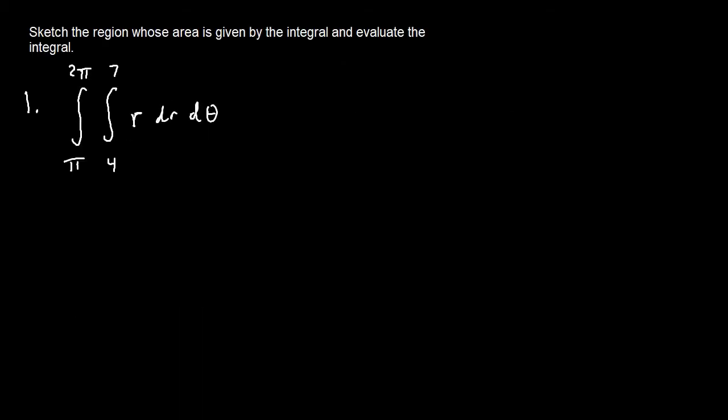So for this first problem, let's go ahead and sketch the region whose area is given by the integral and then evaluate the integral. So for number one, we have the double integral from pi to 2 pi and from 4 to 7 of r dr d theta. So if we were to go ahead and sketch this region, realize that the outer integral once again is the bounds in terms of theta. So we can say that theta goes from pi to 2 pi. And then the inner integral is the bounds in terms of the r, or the radius. So the r values go from 4 to 7.